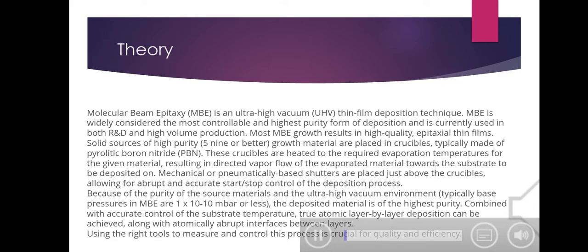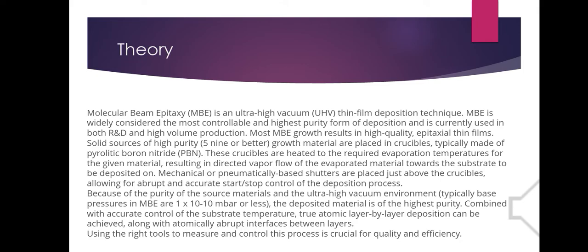Theory: Molecular beam epitaxy is an ultra-high vacuum thin film deposition technique. MBE is widely considered the most controllable and highest purity form of deposition and is currently used in both R&D and high volume production. Most MBE growth results in high quality epitaxial thin films.